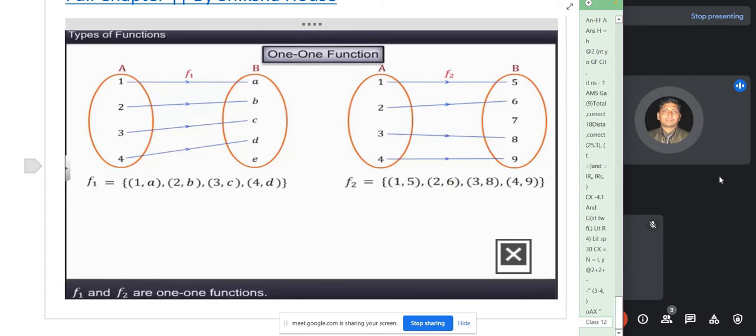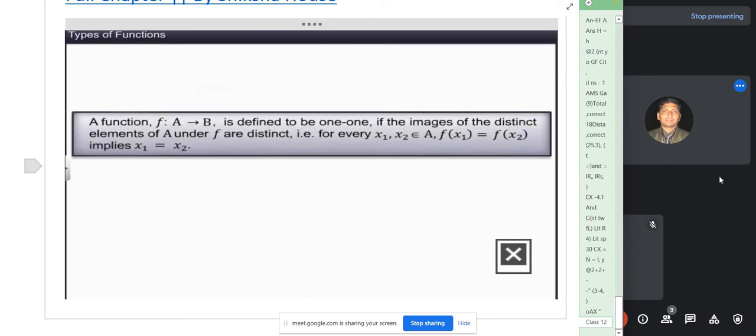Such types of functions are known as 1-1 functions. Let us define it mathematically now. A function f from A to B is said to be 1-1 if the images of the distinct elements of A under f are distinct. That is, for every x1 and x2 in the domain of f, f(x1) equals f(x2) implies that x1 equals x2.